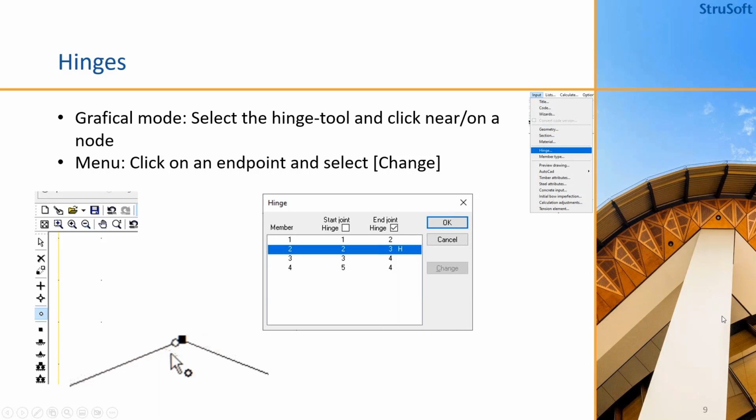It is also possible to use the hinge command in the menu, and in that case you have to select a member, and here we can see what side is the start joint and the end joint. And if I press here and I select hinge and press change, then this will be turned into a hinge.